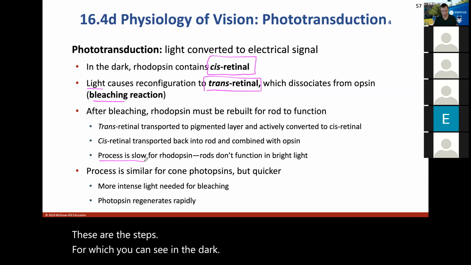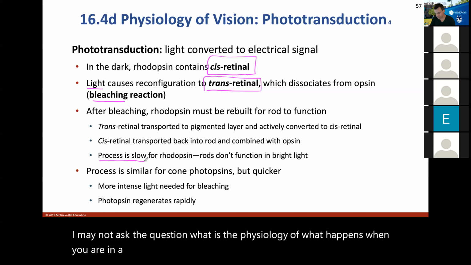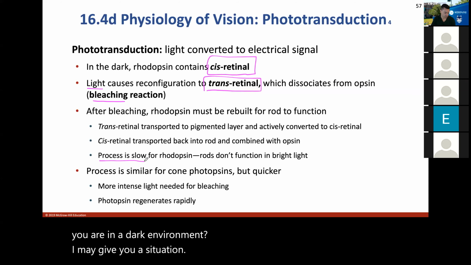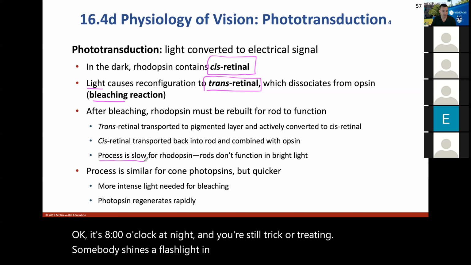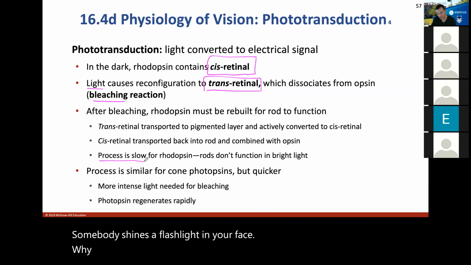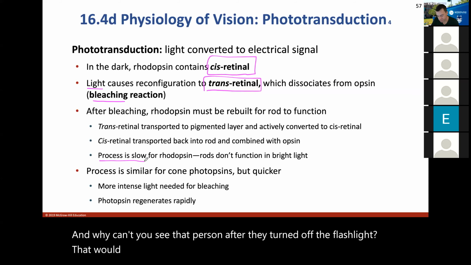Okay. I may not ask the question, what is the physiology of what happens when you are in a dark environment? I may give you a situation. I may say you are outside trick-or-treating. Okay. It's 8 o'clock at night and you're still trick-or-treating. Somebody shines a flashlight in your face. What is the process that is occurring when the light is shined in your face? And why can't you see that person after they turned off the flashlight? That would be the steps.